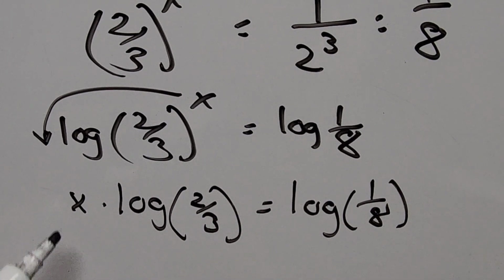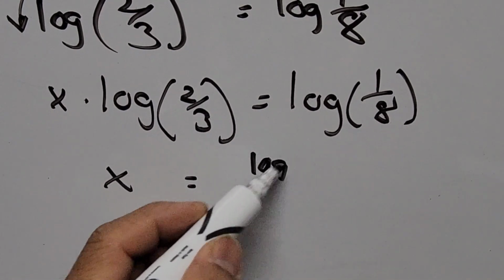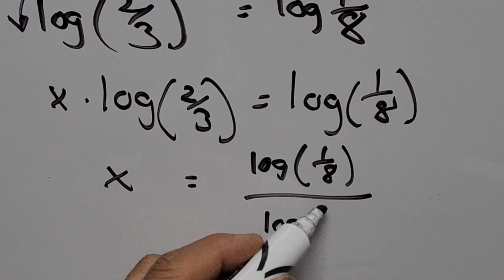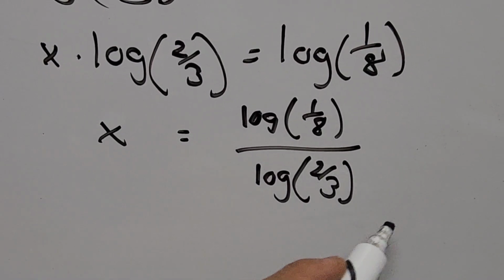And taking the value of x, so x is equal to logarithm of 1 over 8 divided by logarithm of 2/3. So this is now our final answer.